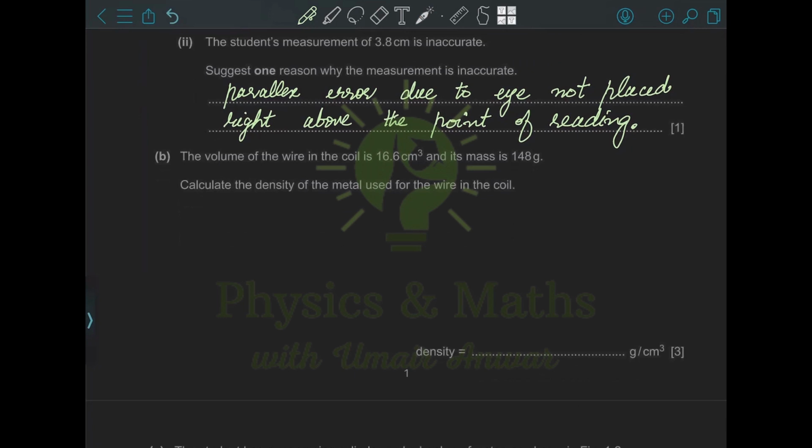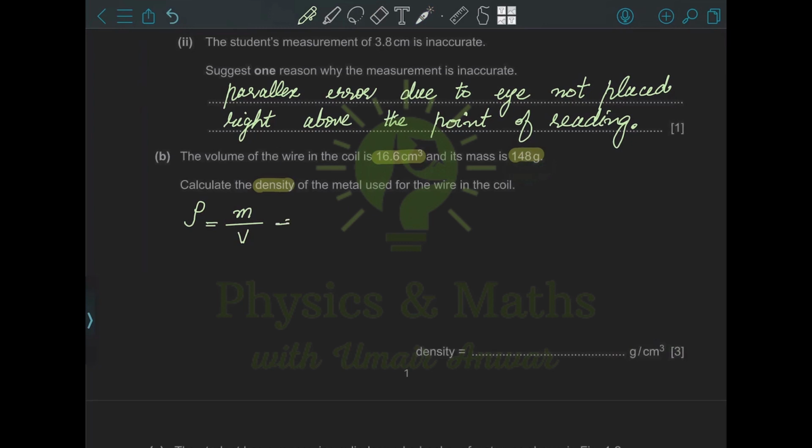The volume of the wire in the coil is 16.6 centimeter cube, and its mass is 148 grams. Calculate the density of the metal used for the wire in the coil. Now density is represented by the symbol rho, and the formula is density equal to mass upon volume. We do not have to change any units because the answer is required in gram per centimeter cube. The mass is already in grams and the volume is in centimeters cube.